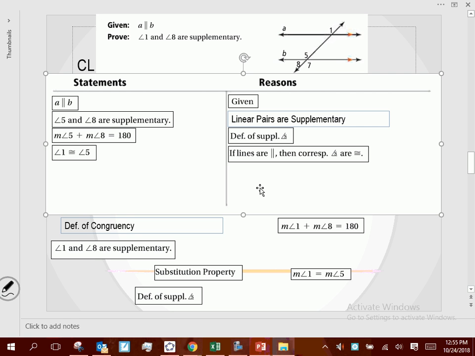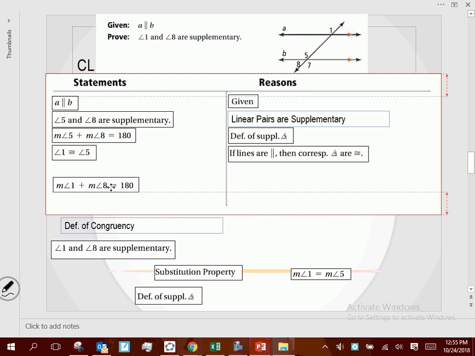So 1 and 5 are congruent. Okay, 1 plus... so you took this statement here and replaced it. So you replaced 5 with 1, right?